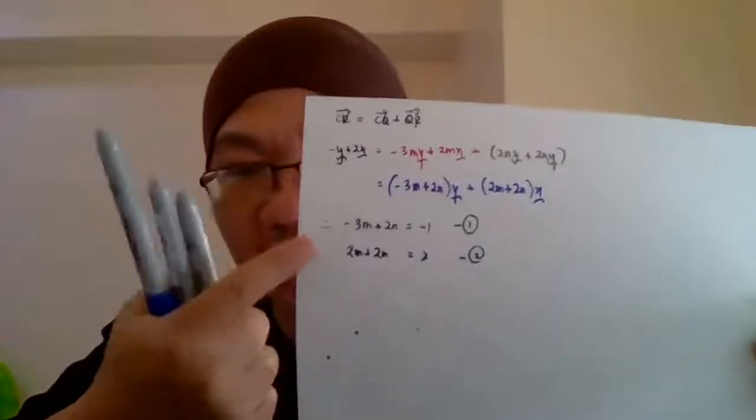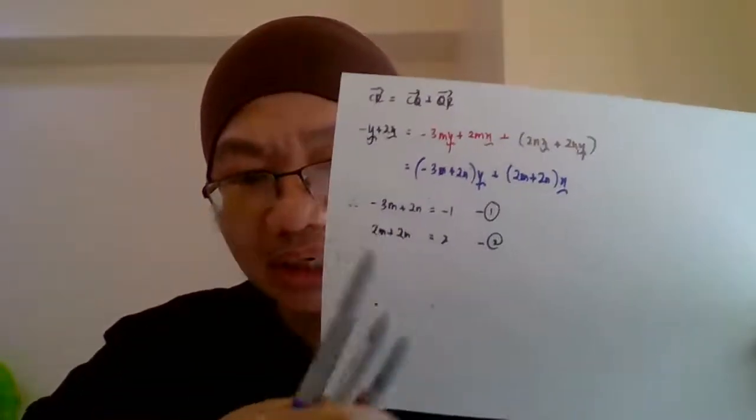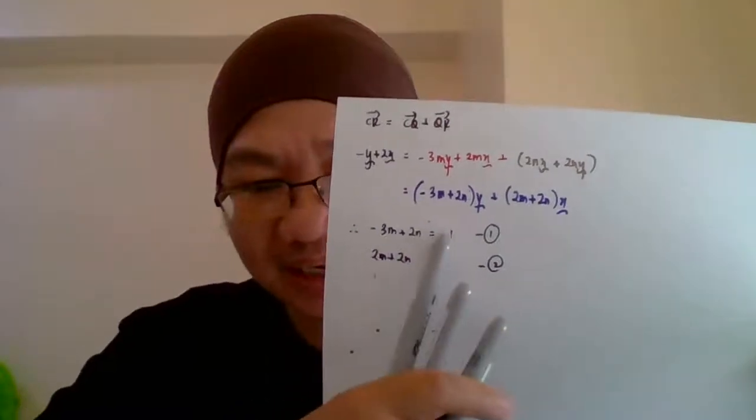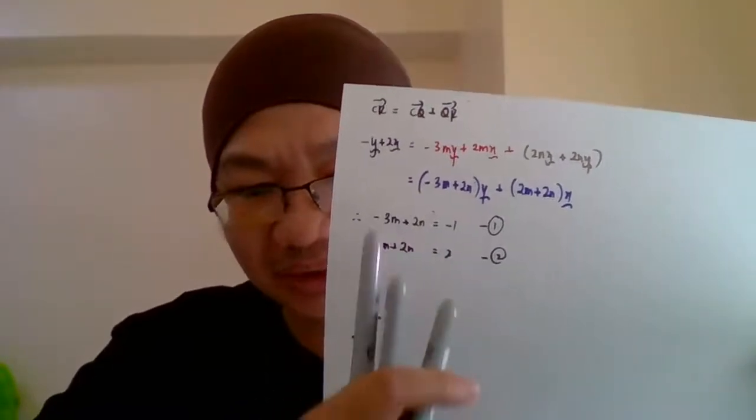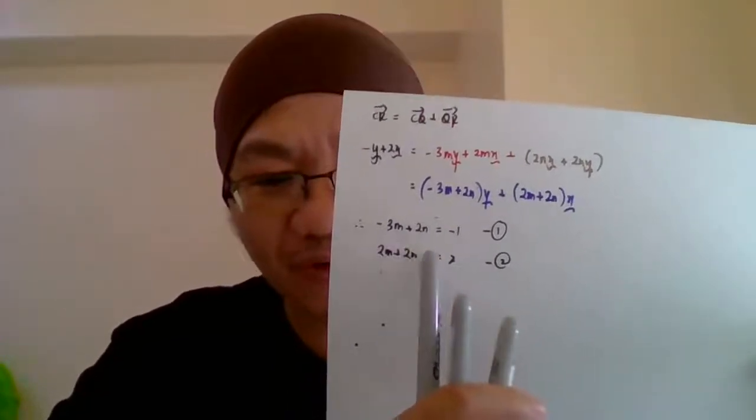From here, in the first equation you compare Y, in the second equation you compare X. So Y and Y side by side can cancel, X and X cancel. So this is what is left now. You can find the letters m and n here by using simultaneous equations.